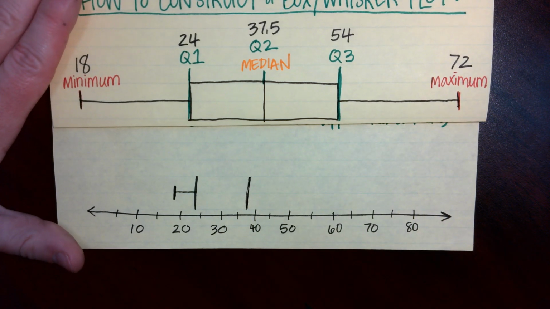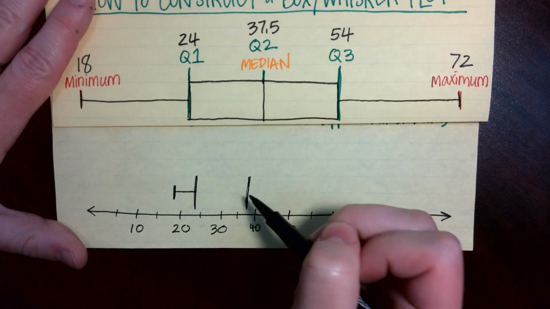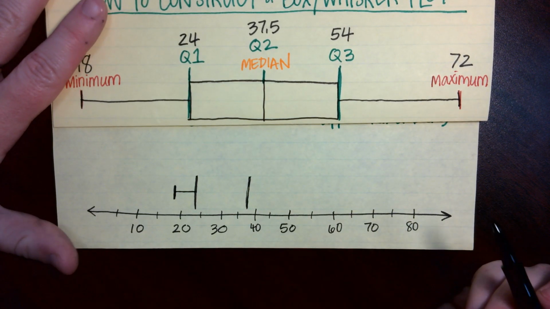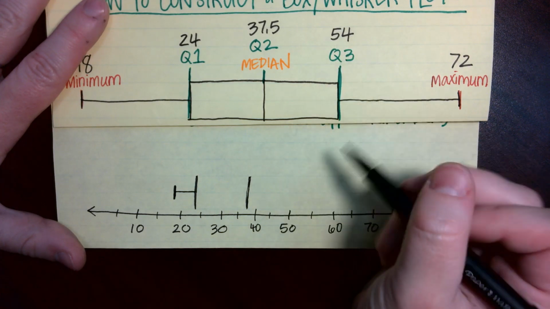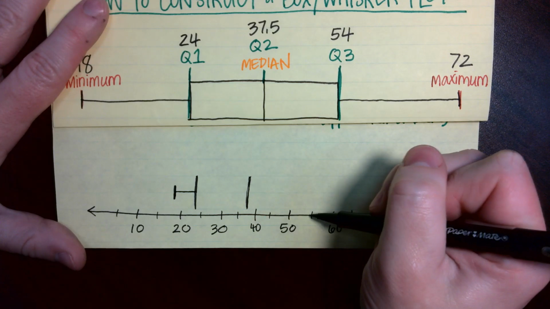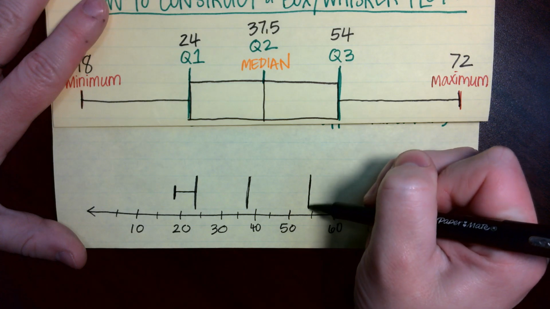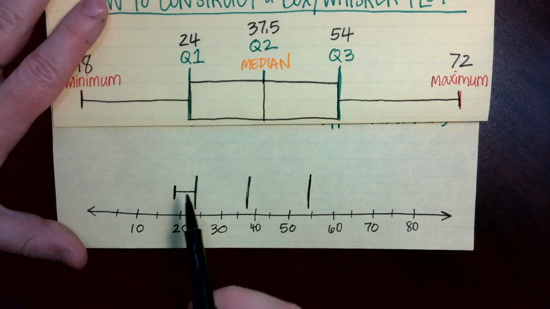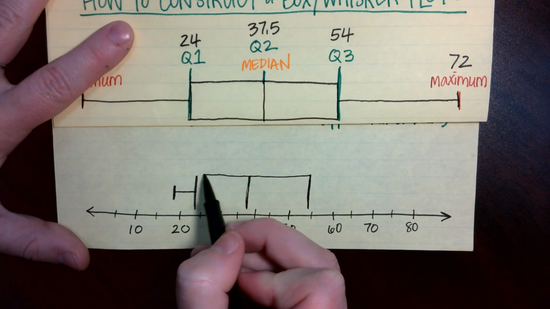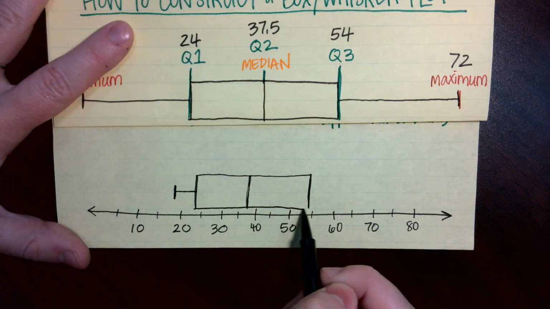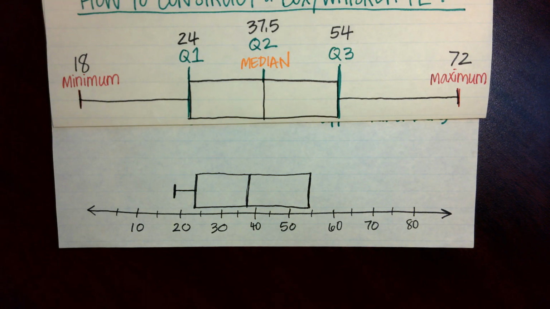All right. So we've got our Q2, our median, and where should Q3 fall? Yep, 54, just before 55, in between 50 and 60. So here's 55. I'm going to put it a little bit before that. Okay, so now I've got my Q1, my Q2, and my Q3. So I can connect and make my box. All right. So there's that.